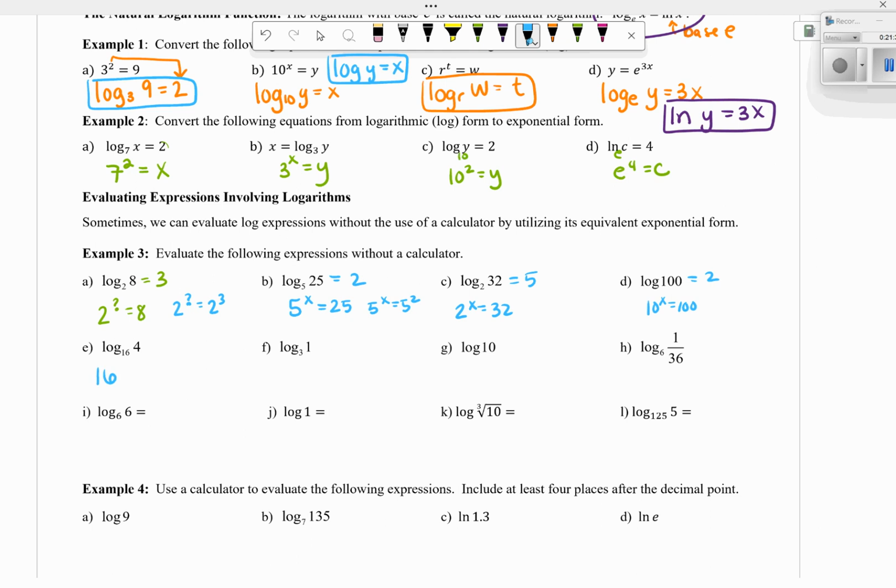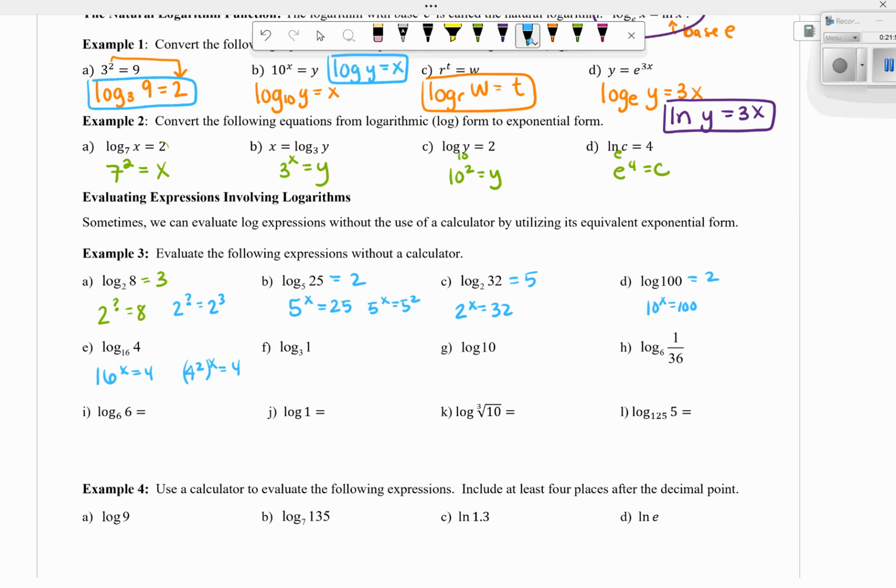So here we have 16 to what power equals 4. Notice that this number is less, so let's think about it like this: 4 to what power is 16? We know 4 squared equals 16. This is where we get the same base so that we can solve.